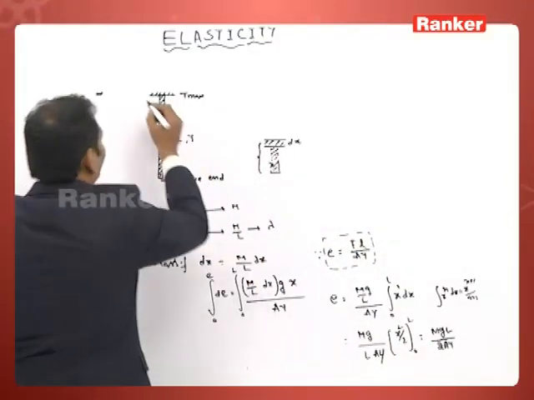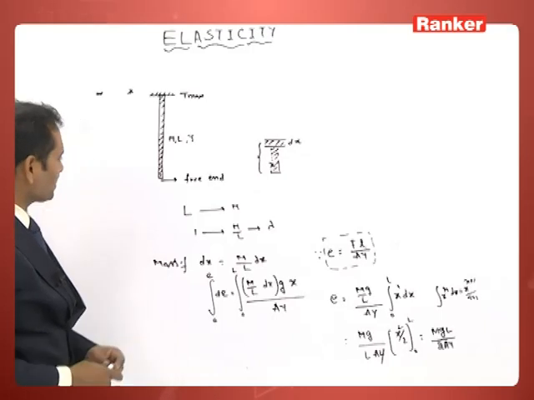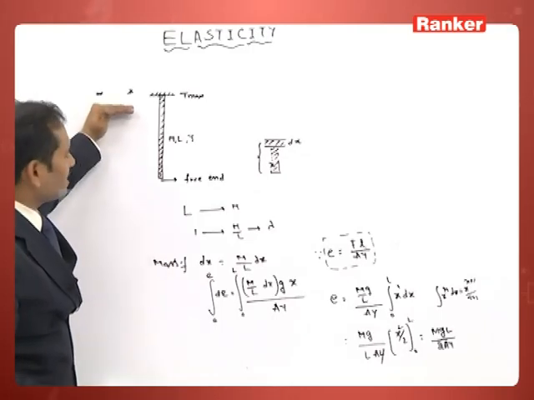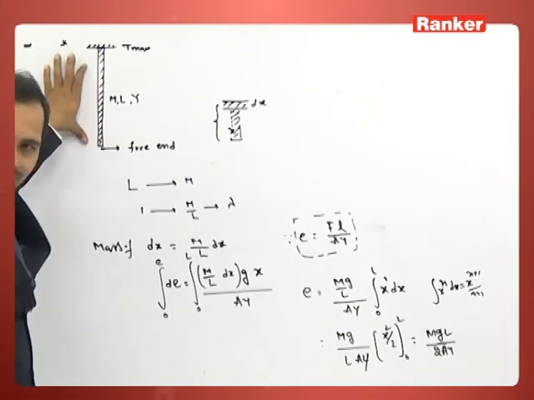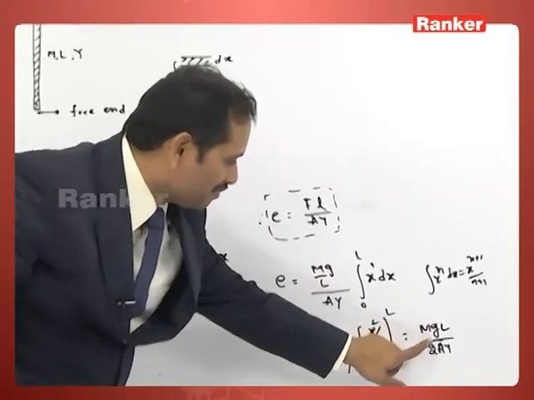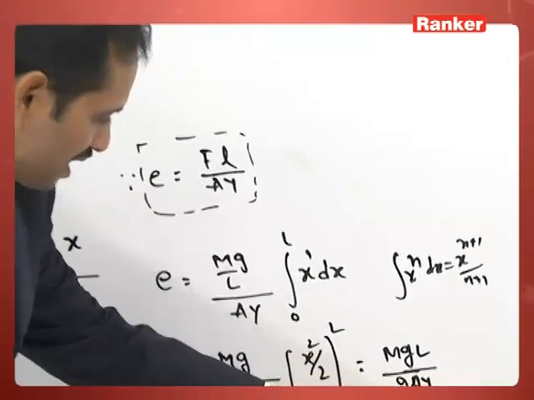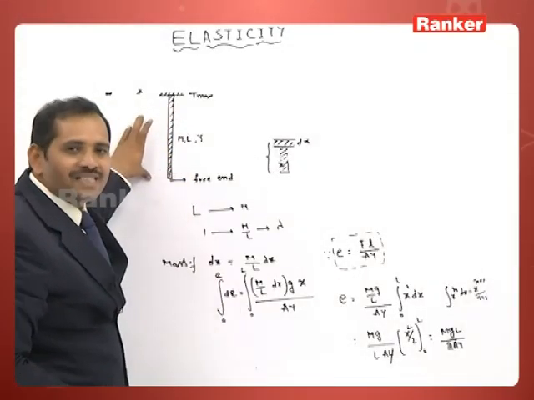This is a very, very important topic for JEE Mains. I think they have given it once in the old papers. The extension produced in the wire due to its own weight. Don't forget it. Most students write MgL by AY. It's wrong. MgL by 2AY is the extension produced in the wire due to its own weight.